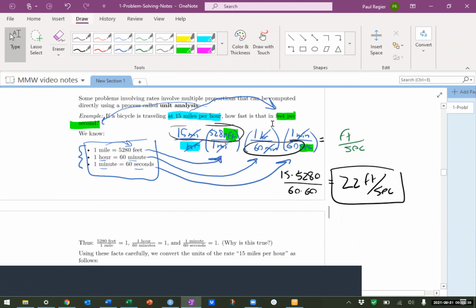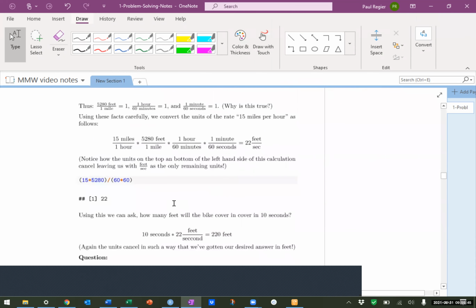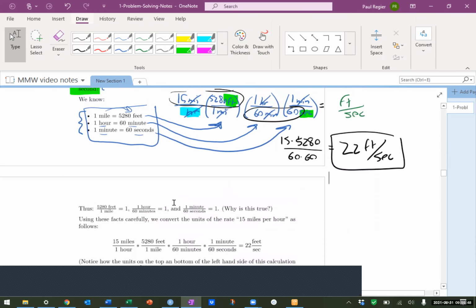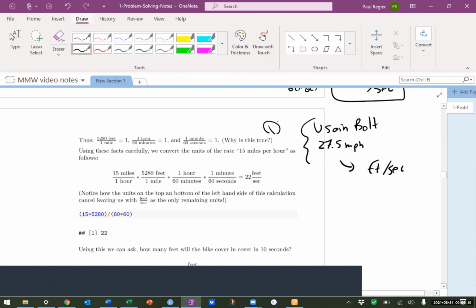I'm gonna let you do the same thing with, and here's some more explanation of it, same problem. But your first quiz question will be, take Usain Bolt, fastest sprinter on earth, world record set in 2009. He reached a speed of 27.5 miles per hour in the middle of his 100-meter sprint. And you're going to tell me what that is in feet per second. Same conversion, but with different numbers. See if you can figure that out. And then, okay, so that's your quiz question.